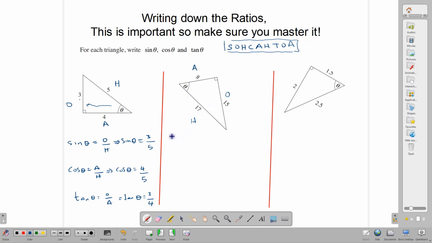So we can write them down as sine of this angle is equal to opposite over hypotenuse, which is, opposite is 15 over 17. The cosine of the angle is equal to the adjacent side divided by hypotenuse, so it's 8 over 17. And the tangent of the angle is equal to the opposite side divided by the adjacent side, which is 15 over 8.